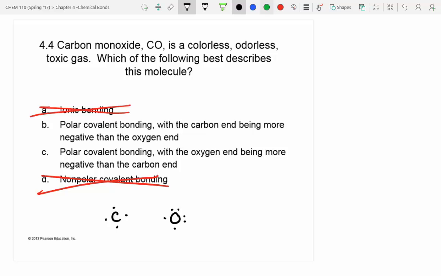Okay. So if we go ahead, actually, we can solve this even without the Lewis structure. What do you guys think? Yes, C, because oxygen's more electronegative. We don't even need to draw the Lewis structure for this, so let's just go ahead and jump straight to C.